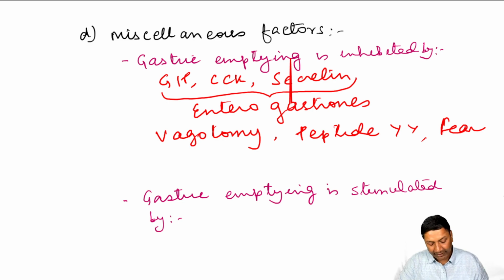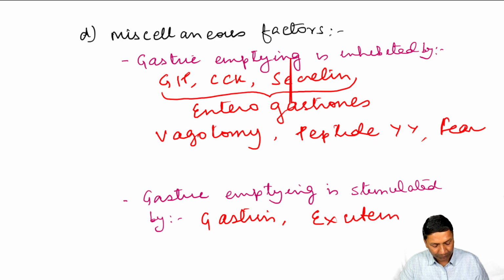And the factors that will stimulate the gastric emptying are: one is the hormone gastrin, and the other one is excitement, right? So the hormone gastrin and excitement will increase the gastric emptying, right?